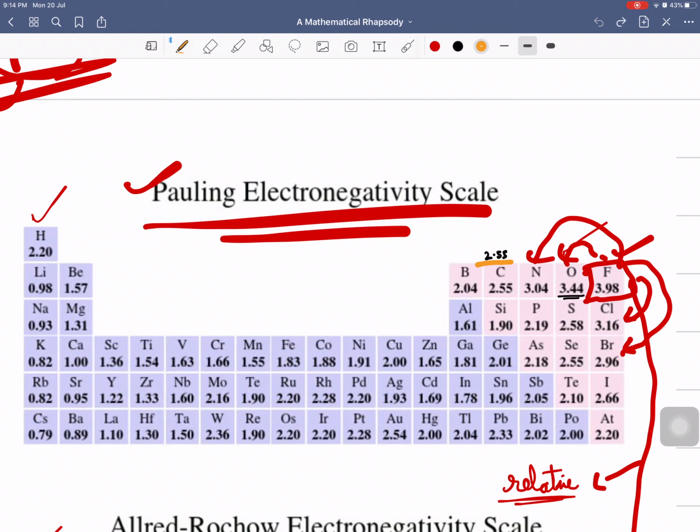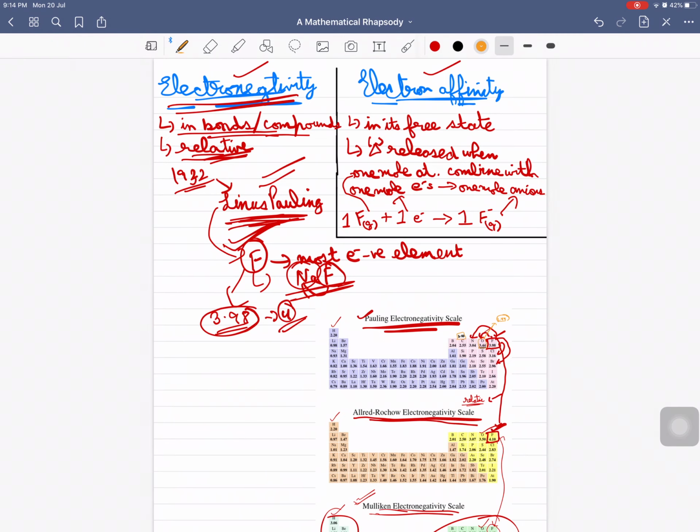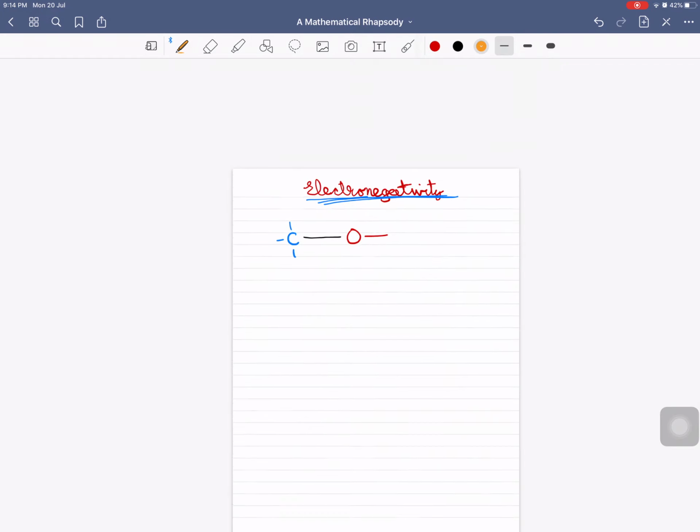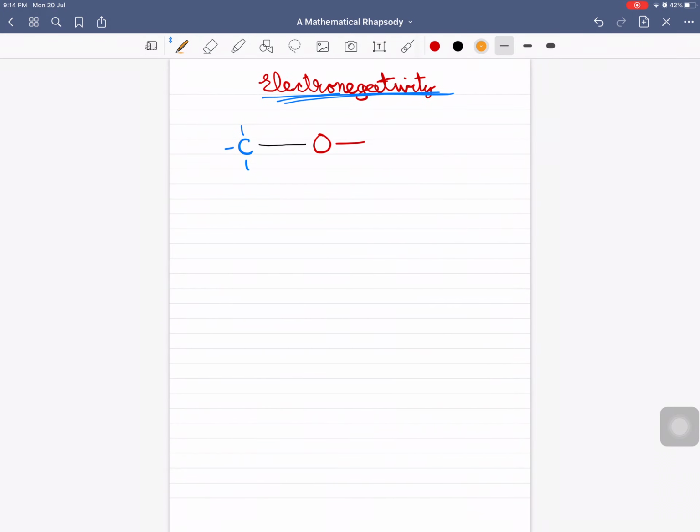Carbon will have 2.55, oxygen will have 3.44. Okay, now since we know these values, I'll write it down to 1 decimal point. Okay, and this will be 2.5 approximately. This will be 4 according to the Pauling electronegativity scale. Right. So what happens here?